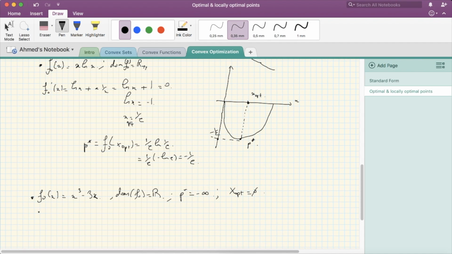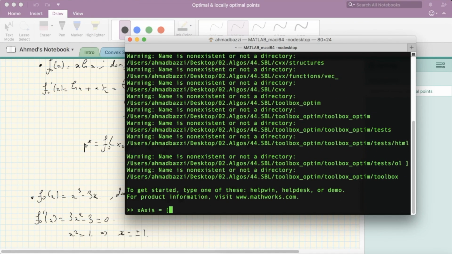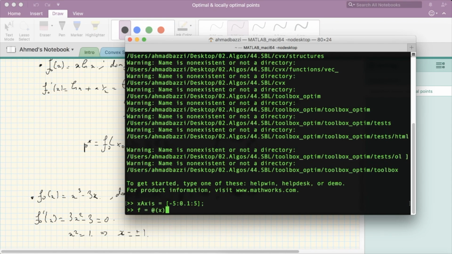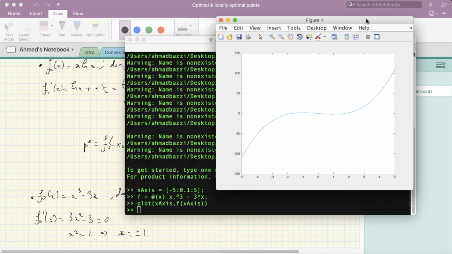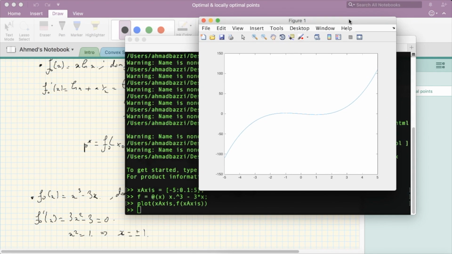Let's take a look at the derivative first of all, f0 prime of x. So it's 3x squared minus 3, set it to 0. We've got x squared equal to 1, and hence x is equal to plus or minus 1. And if I open MATLAB to see how this function looks, I define an x-axis going from minus 5 till 5, and I'm going to define my function. Now let's visualize how the function looks. Okay, let's see what's going on.